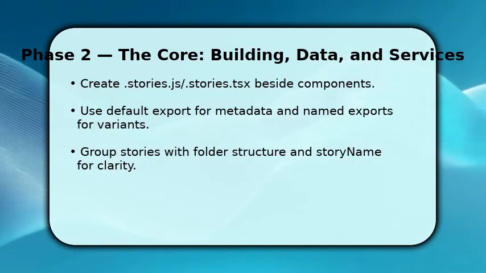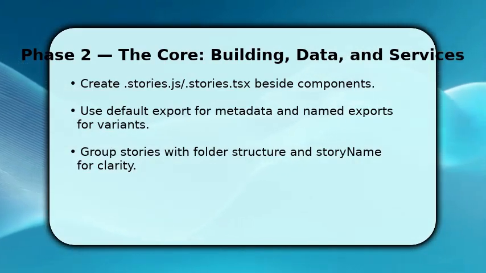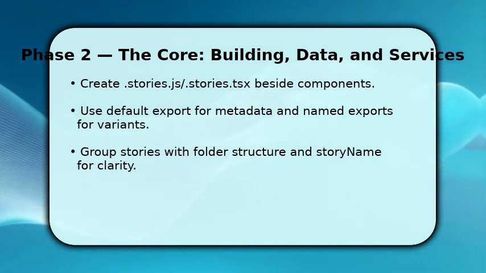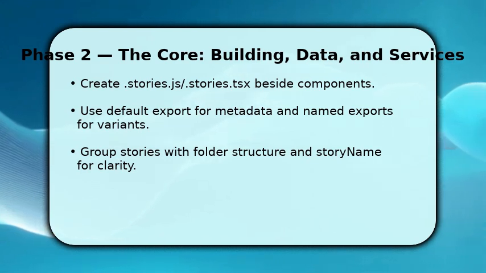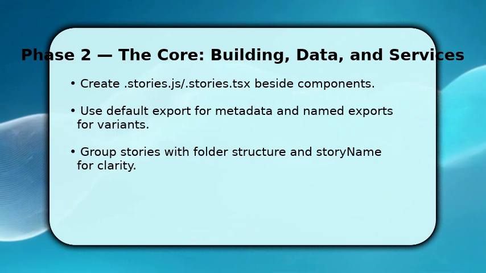You'll write stories next. Start by creating a stories file next to each component to keep context tight. Use a default export for title, component, and decorators, and then add named exports for each variant so Storybook shows them as separate entries. Once you have multiple components, organize folders and set title paths like component/button to group items.